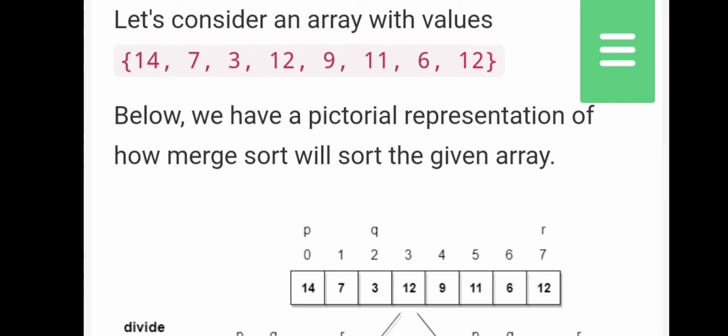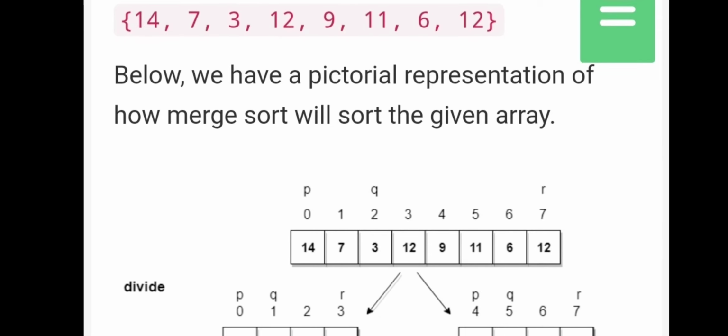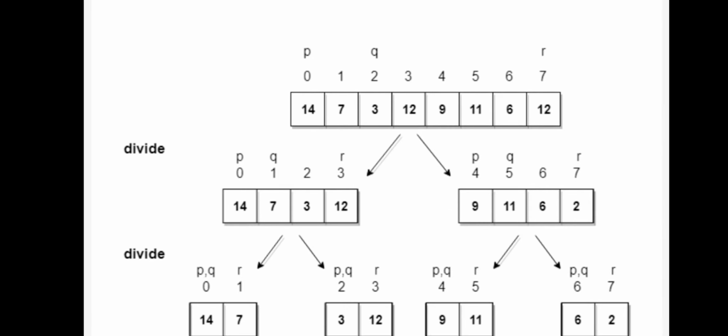merge sort. Let us consider an array with values 4, 7, 3, 12, 9, 11, 6, 12. Below we have a pictorial representation of how merge sort will sort the given array. See, 4, 7, 3, 12, 9, 11, 6, 12. First it can be divided into two parts, 4, 7, 3, 12 and 9, 11, 6, 12.